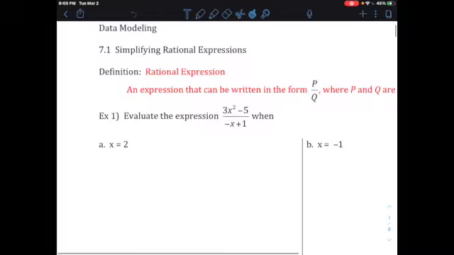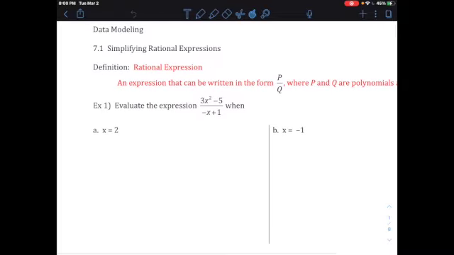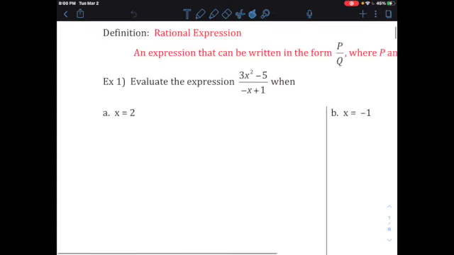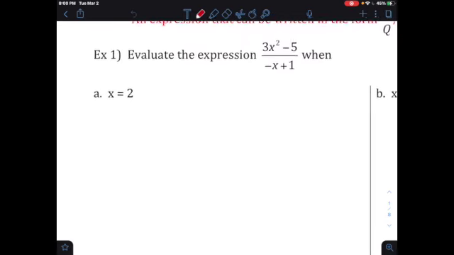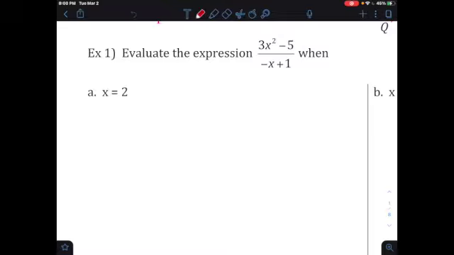So in example number 1, evaluate the expression 3x squared minus 5 over negative x plus 1 when x equals 2. You just have to plug it in. I'll show you that right now. Make sure you plug it in with proper parentheses or you're going to get the numbers wrong in certain situations. So you have 3 times 2 squared minus 5 over negative 2 plus 1.